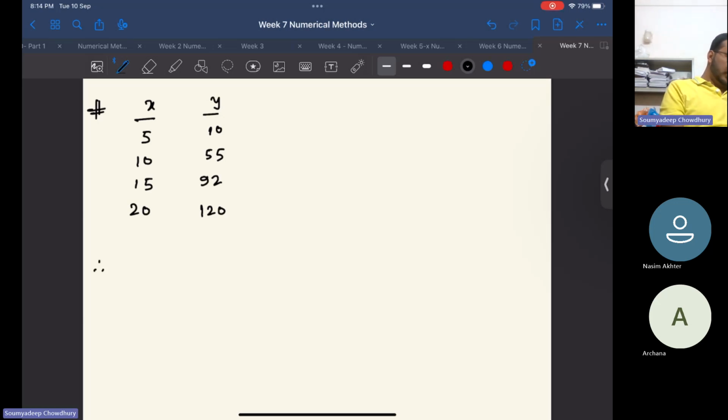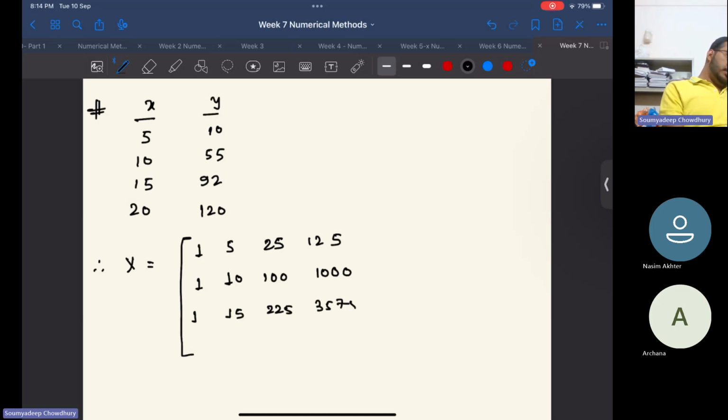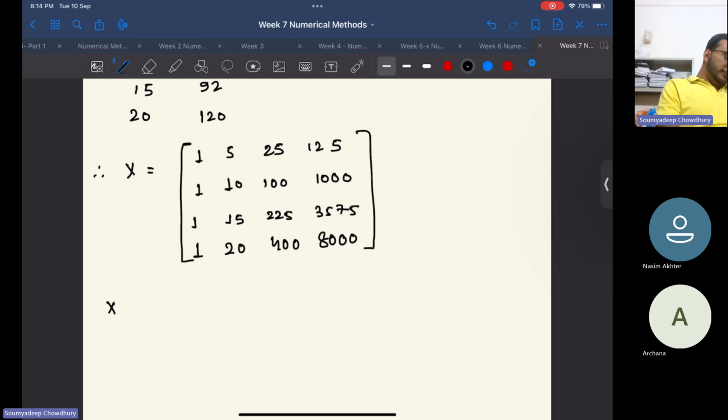Okay. So here you don't need to find all those y differences. That is later. So first, what is x0? 1, 5, 25, and 125. Then you have another row, x1, that is 1, 10, 100, 1000. Then 1, 15, 225, and 15 cube is 3375. Then you have the fourth row, which is 1, 20, 400, and 8000. This is my x matrix. So first you have to calculate the inverse of x. Either you can calculate the inverse using Gaussian elimination or using the adjoint matrix, whatever is possible for you. I'm not doing the inverse calculation here. I'll just write it: minus 4, minus 6, 4, minus 1.